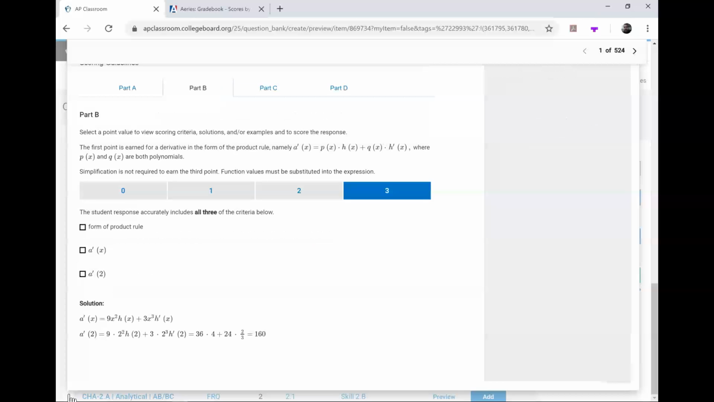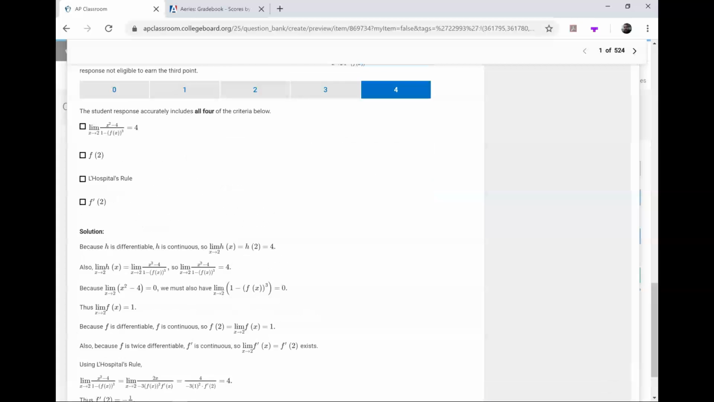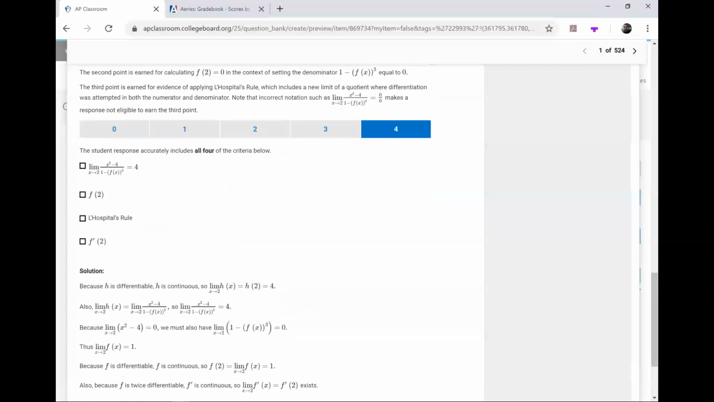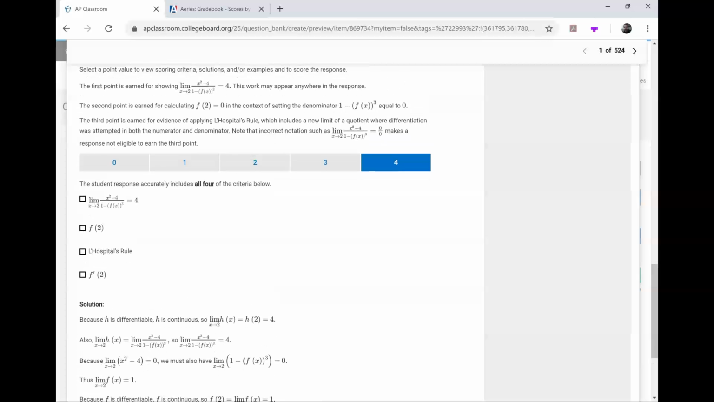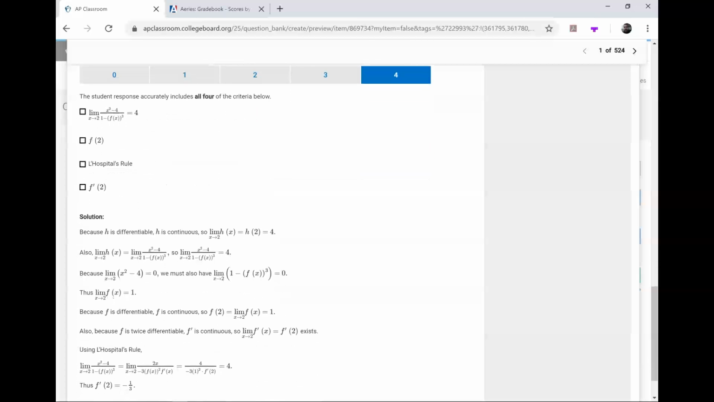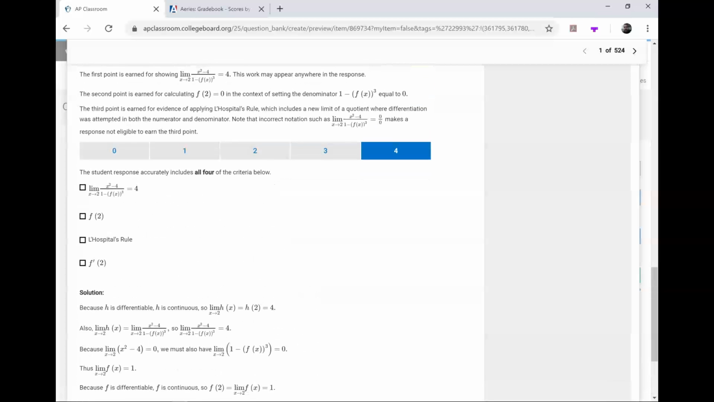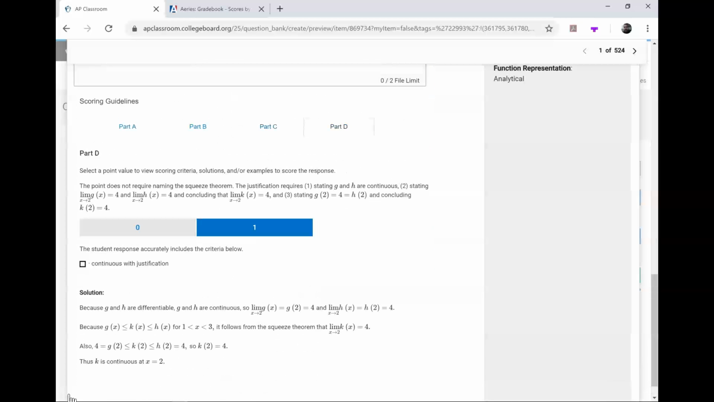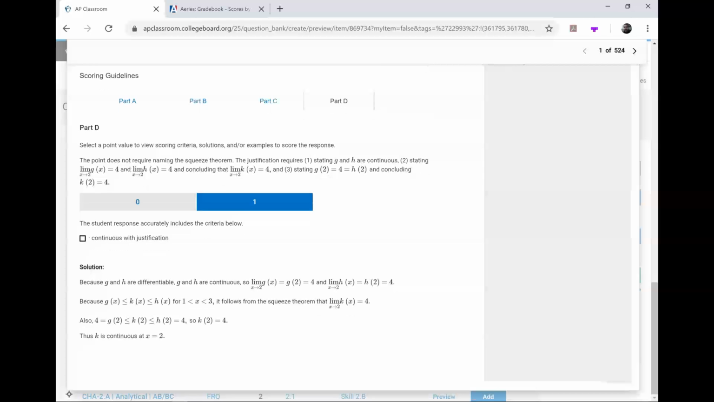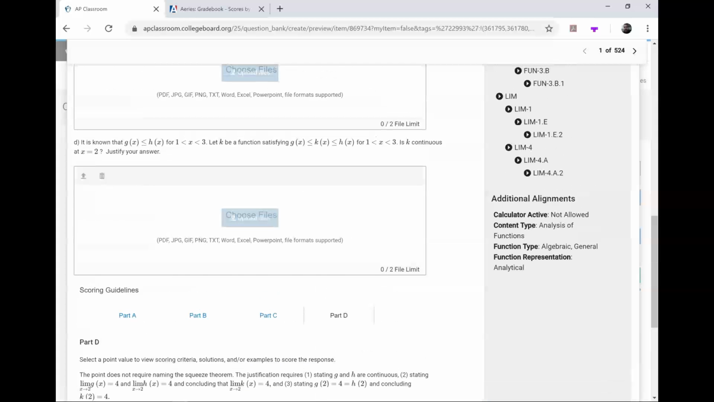Part B was worth a total of 3 points, and here's how you get those 3 points. The form of a product rule, a prime of x, a prime of 2. Part C was considered 4 points, and they show you all the solutions for it, everything from beginning to end. And then you can look at part D, and that was only 1 point. They tell you what you do and the justification, so you had to do all that stuff.